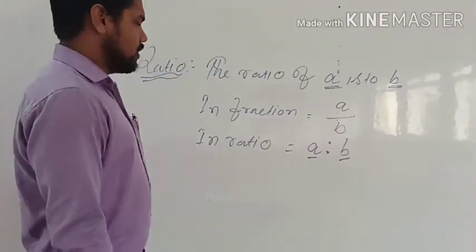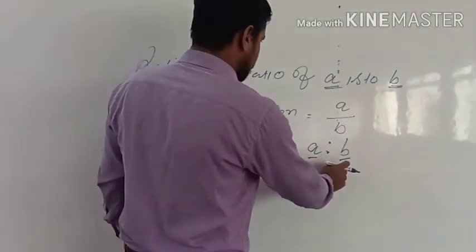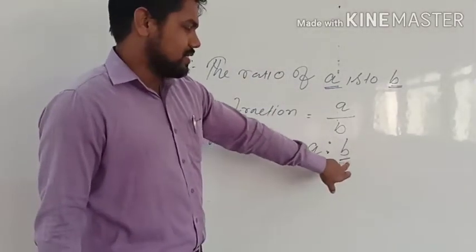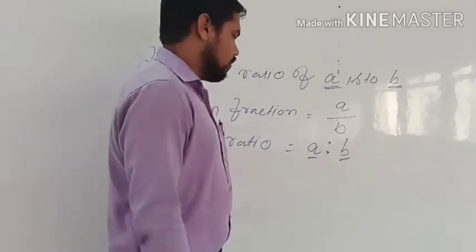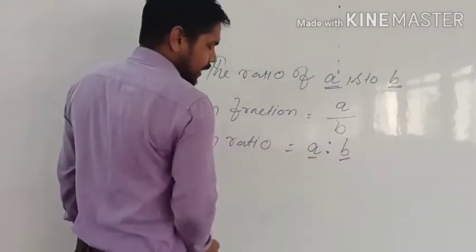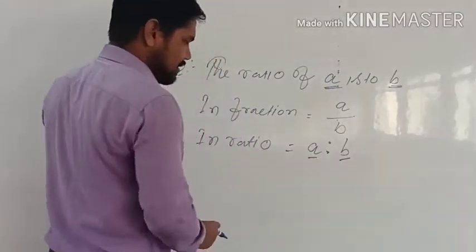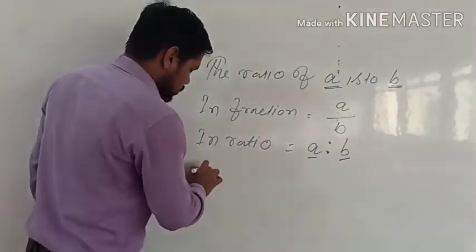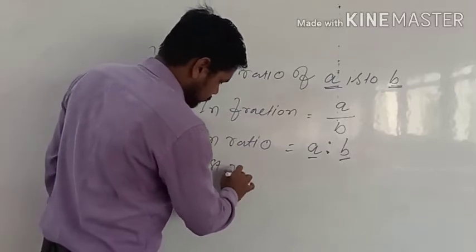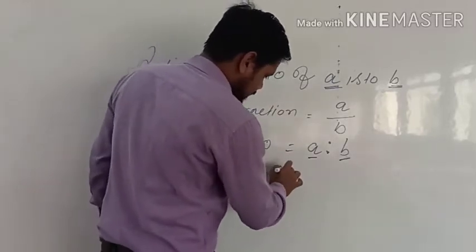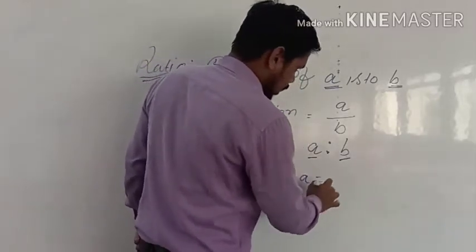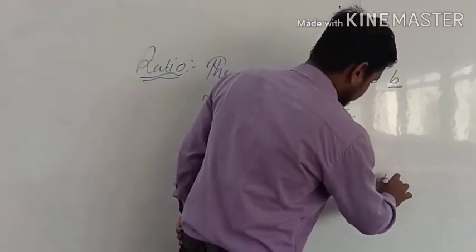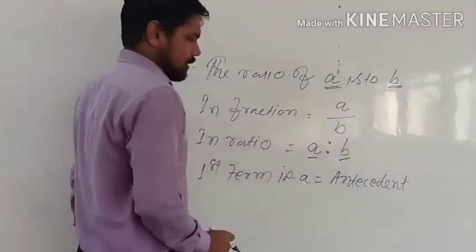Okay. So now these are the two terms. What are these two terms called? One is the first term, and another is the second term. So the first term, which is A, is called antecedent, A-N-T-E-C-E-D-E-N-T, antecedent.